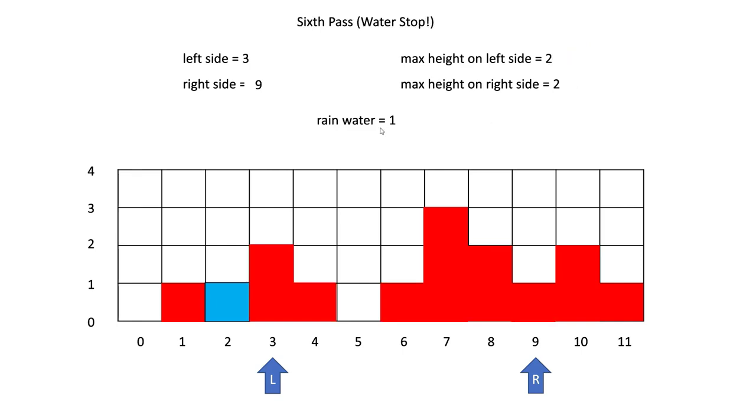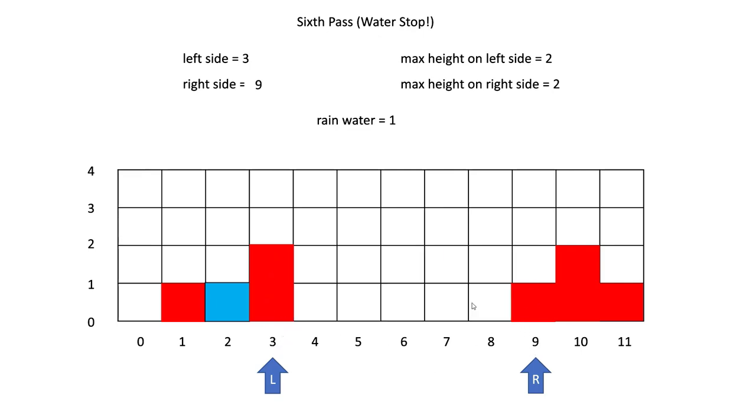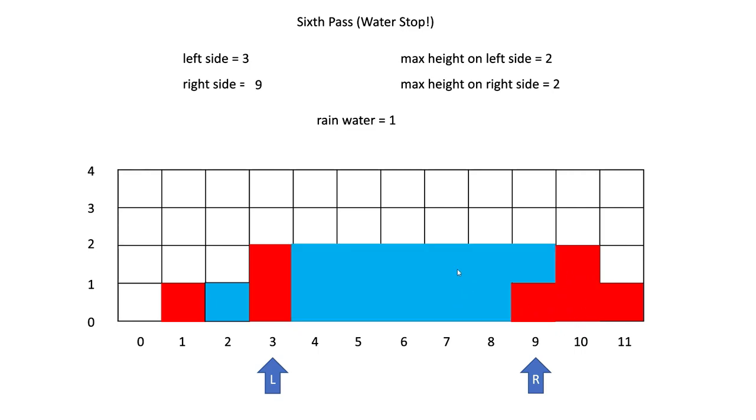All right, so now we're on the 6th pass, which is another one of these water stops. Okay, so we have index 3, we have index 9. So we're going to take out everything in between. So we have a wall of 2 here, but we also have a wall of 2 here from the index 10. And so technically all of this could be filled with water. But because we're only on index 9 on the right, we know for sure that this contains water. So we can increase rainwater by 2.